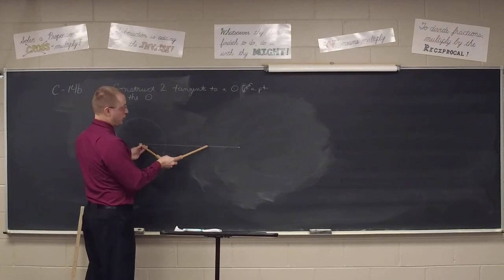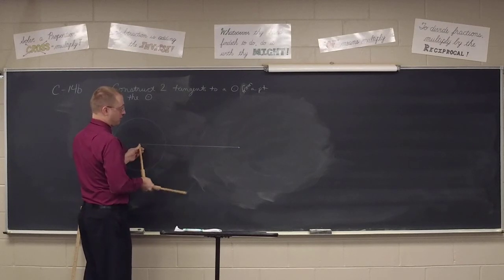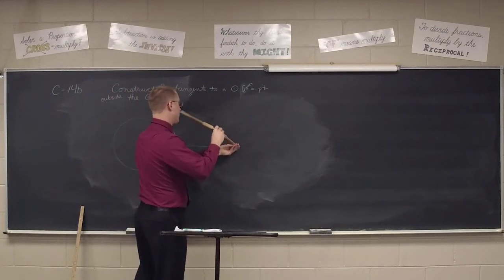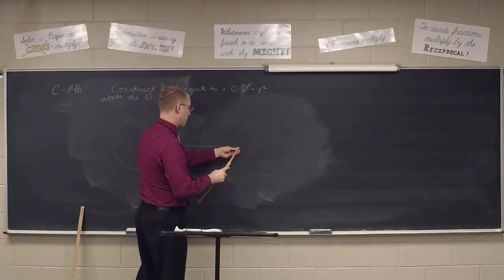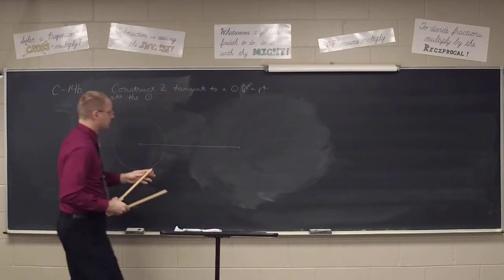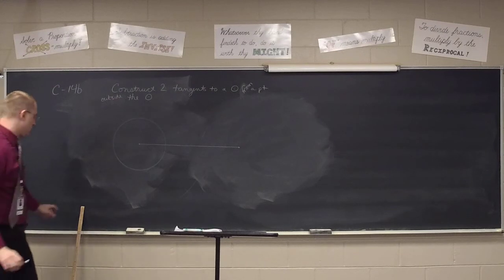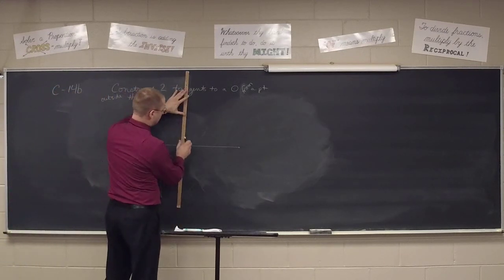So remember construction 1: open the compass more than half, arc above, arc below. Go to the other end. Arc above, arc below. And connect the dots.